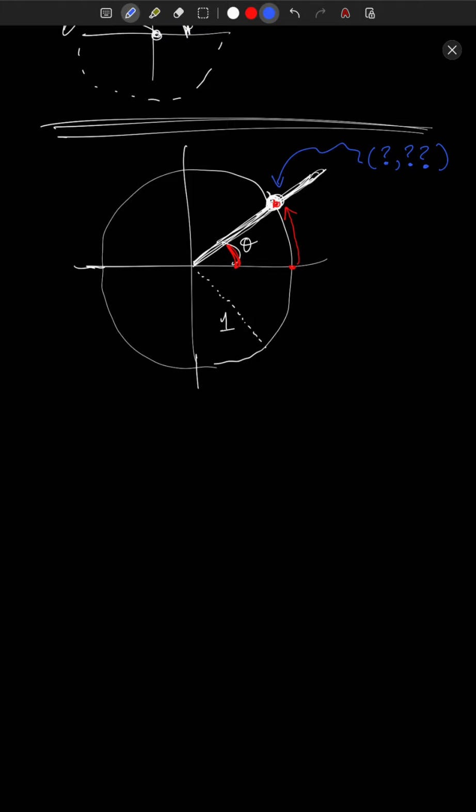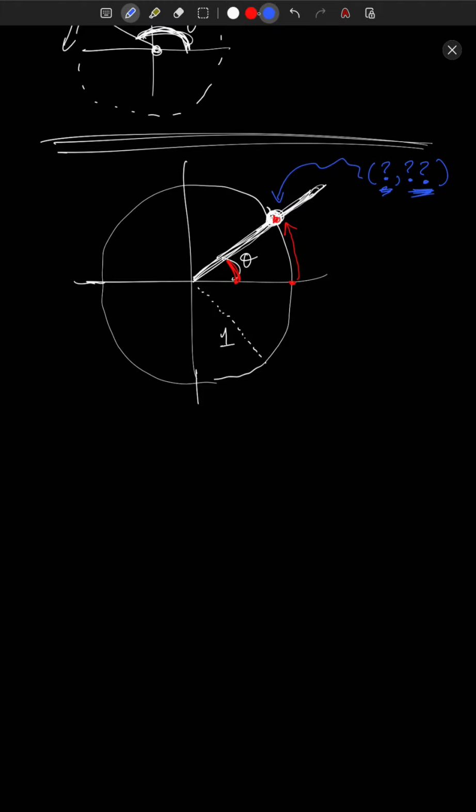Okay. So again, it's a very natural question, right? If you say you've moved an angle of theta in circular motion, what is your current position now? That's essentially what we're asking when we ask what is question mark and double question mark. So first of all, question mark is the x coordinate of our position. Where's that? It's going to be that number right there, the x coordinate. Double question mark is going to be the y coordinate of our position.